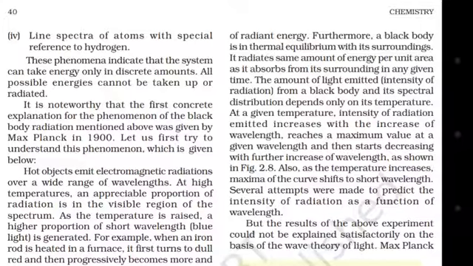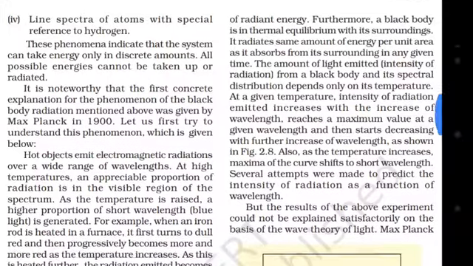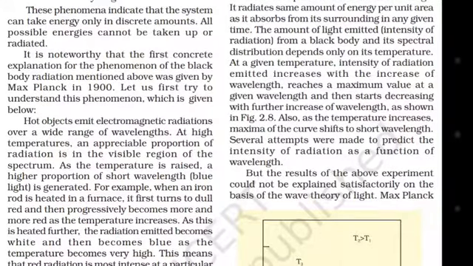Further, a black body is in thermal equilibrium with its surroundings. It radiates the same amount of energy per unit area as it absorbs from its surroundings in any given time. The amount of light emitted (intensity of radiation) from a black body and its spectral distribution depends only on its temperature. At a given temperature, intensity of radiation emitted increases with the increase of wavelength, reaches a maximum value at a given wavelength and then starts decreasing with further increase of wavelength, as shown in figure 2.8.